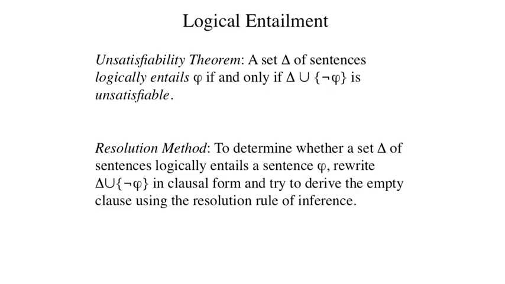The good news is that we can use this fact to produce a method for determining logical entailment as well. Recall that the satisfiability theorem, or maybe it was called the unsatisfiability theorem, introduced earlier in the course, tells us that a set delta of sentences logically entails a sentence phi if and only if the set delta union not phi is inconsistent. So, to determine logical entailment, all we need to do is to negate our goal, add it to our premises, and use resolution to determine whether the resulting set is unsatisfiable.